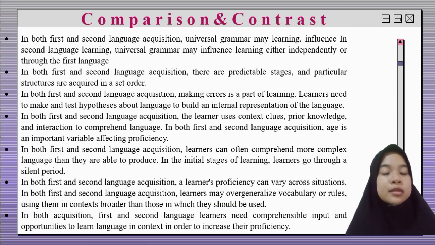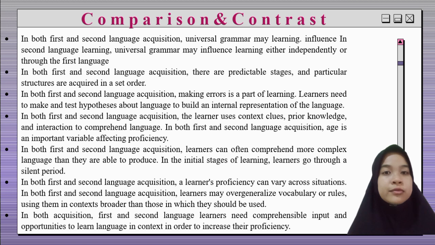Next, I'd like to talk about the contrast of the first language and second language. First, in both first and second language acquisition, universal grammar may influence learning. Universal grammar may influence learning either independently or through the first language.